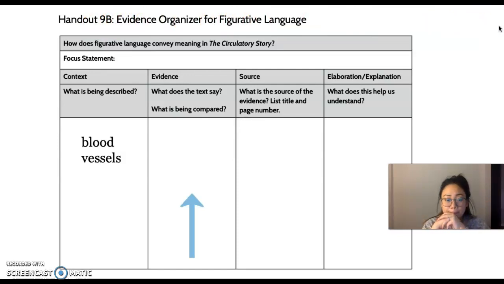What is the text comparing it to? This is where you will fill in that comparison to the tunnels of the subway. Exactly. You can write down the page number and then the elaboration or explanation. That's really your own words to explain how thinking about blood vessels being like the tunnels of a subway system helps you understand how the circulatory story works.